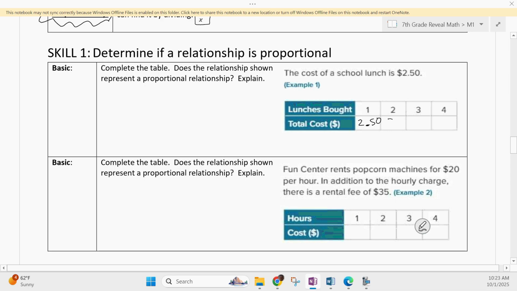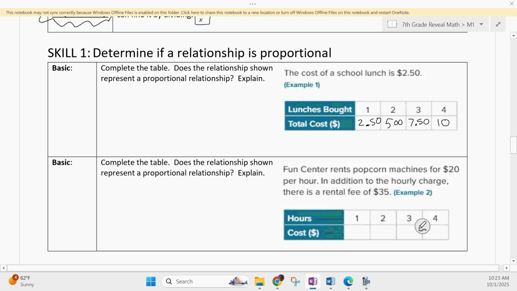$5, bingo. You must have been ahead of the game there. And if we have real nice, we could buy us one and our neighbor one. Jason says $7.50. And then finally, okay, Emma, what do you got for the next one? 10. There you go, $10. Good. Okay. Is this a proportional relationship?